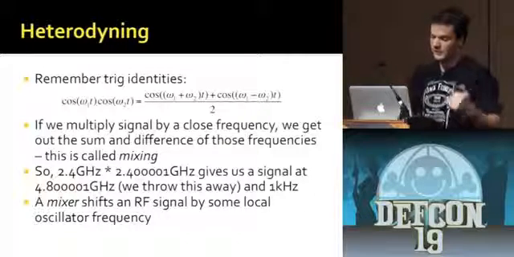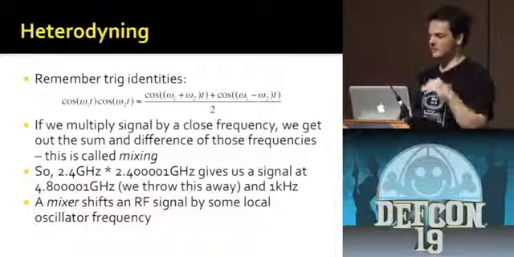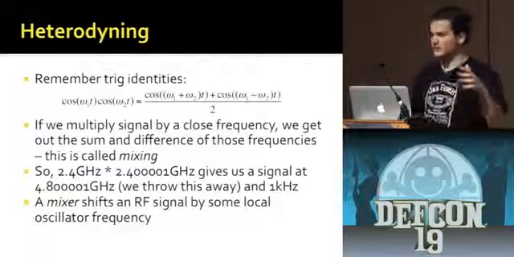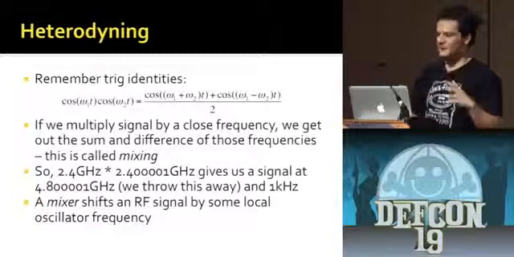That's pretty useful. So there's a device called a mixer, which basically multiplies some known signal with your unknown signal, and it shifts it in frequency. And that's just magical. That's how radio is possible.